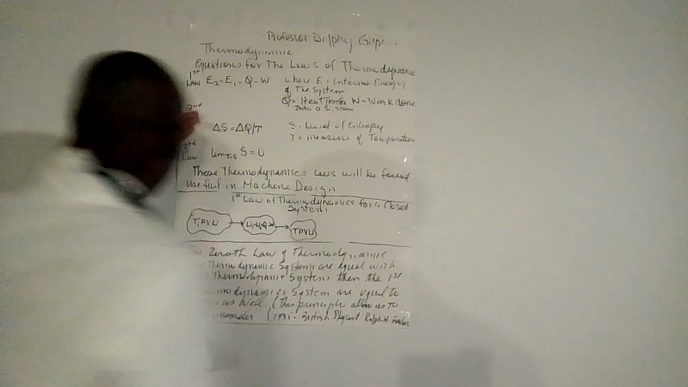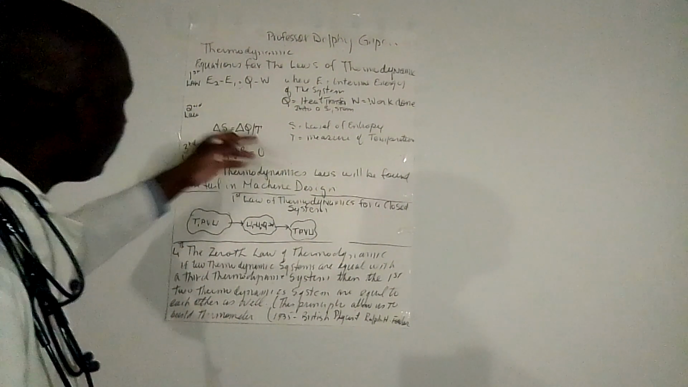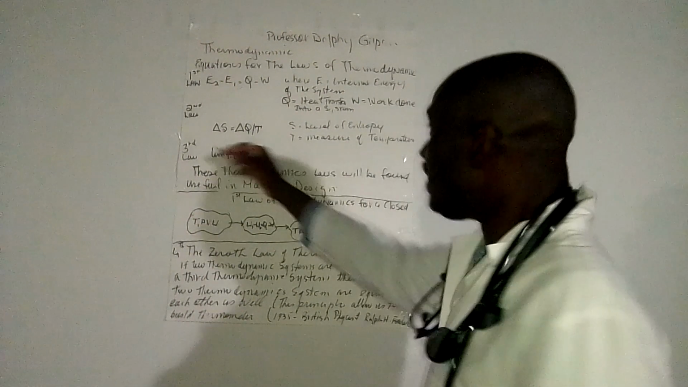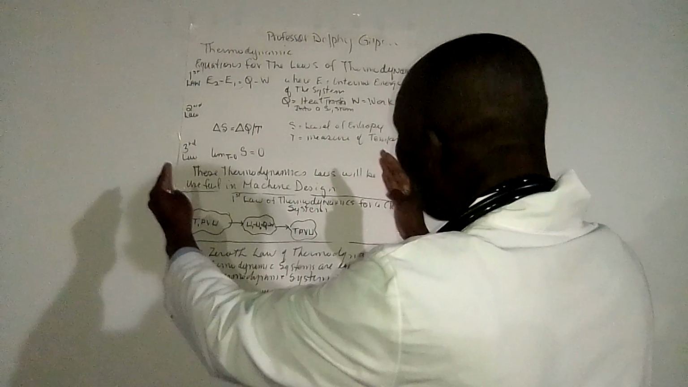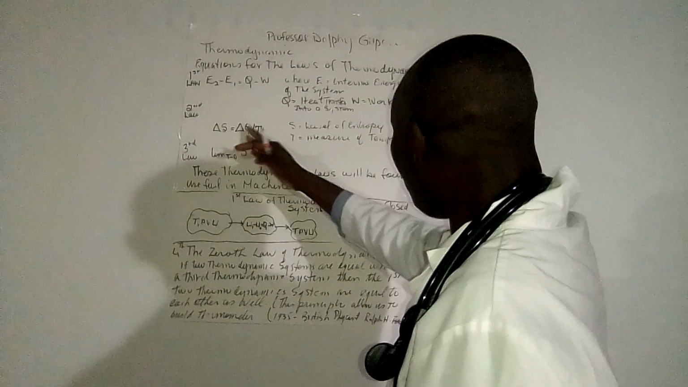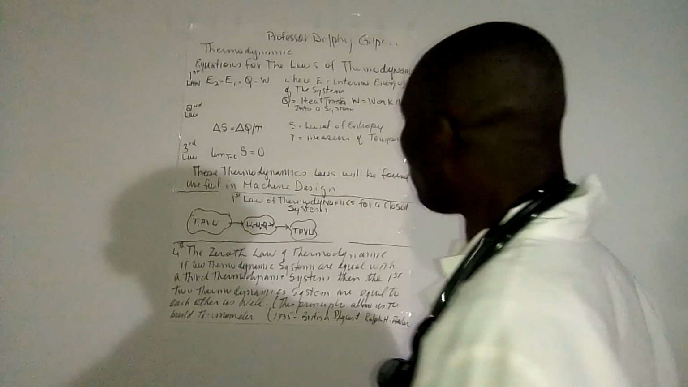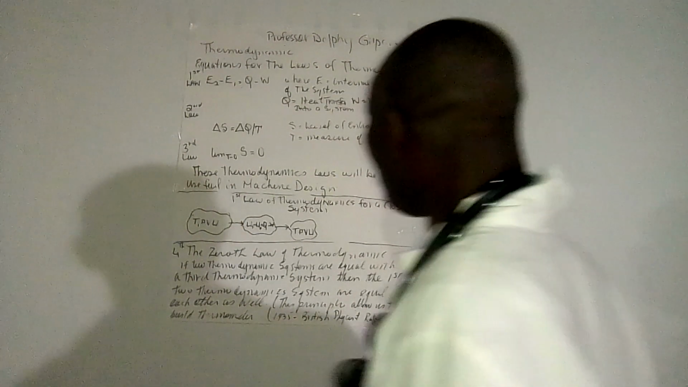Now, the second law of thermodynamics is stated as delta S is equal to delta Q over T, where S is the entropy level, so delta S is an interval of entropy rather. Delta Q is heat, and T is the temperature. We'll also expound on that in more detail.